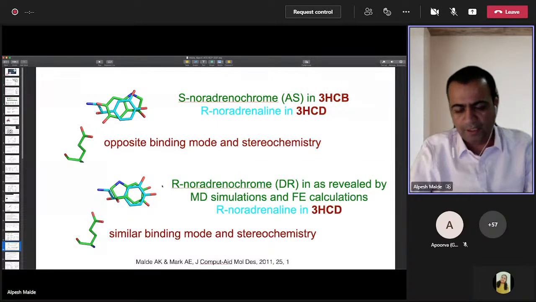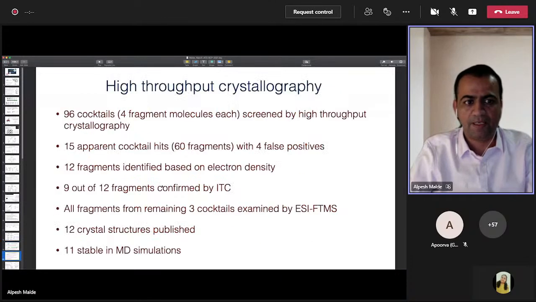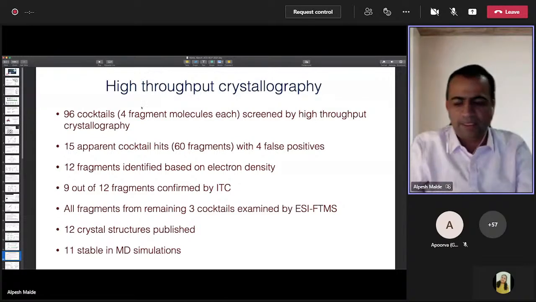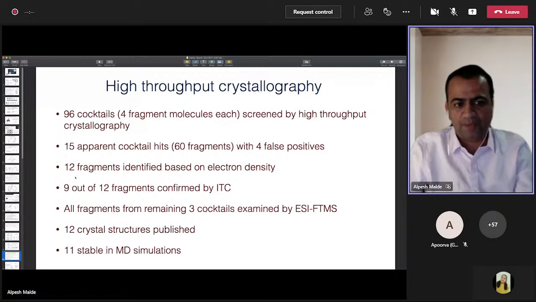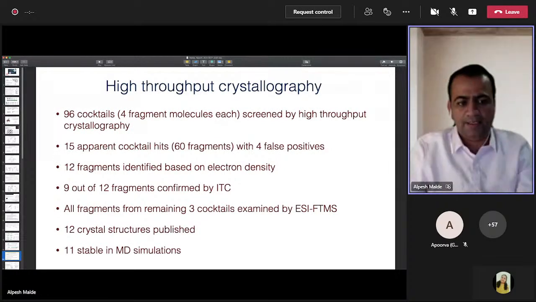Now to continue this example further for this protein system, PNMT, they used fragment-based screening. They take a cocktail of 4 small fragments or drug-like molecules and use it to co-crystallize with the protein in a high-throughput crystallography experiment. Once they completed this study, they identified 12 fragments and published the 12 crystal structures.